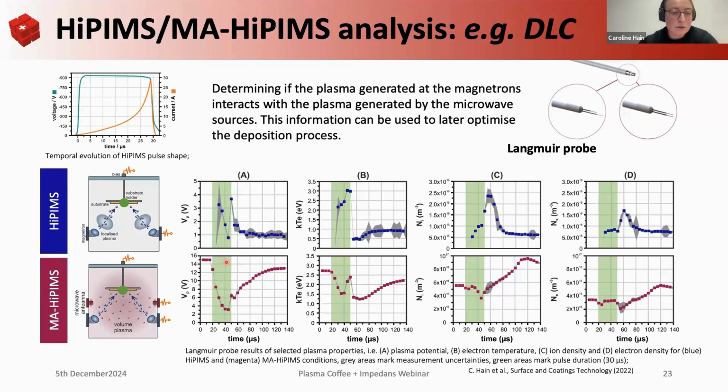Then we have the pulse on, and we can see that all our species change: our plasma potential drops here, the electron temperature also drops, and we have a dip in our ion and electron densities. But then after the pulse, we revert back to the states of the microwave plasma, except when we look at the plasma density. For the ions and electrons, we have an increase after the pulse.